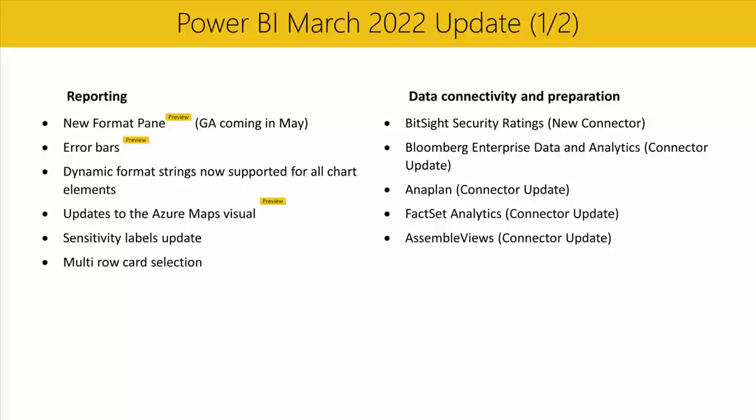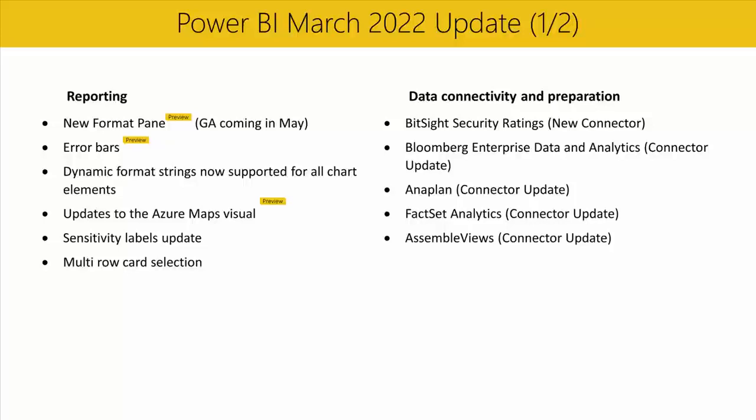Next, in the Data Connectivity and Preparation section, we have several new and updated connectors for you this month. First, we're excited to introduce the BitSight Security Ratings connector. BitSight is a security ratings provider surfacing rich data on the cybersecurity performance of companies. BitSight for Security Performance Management enables CISOs to measure, monitor, manage, and report on their cybersecurity program performance over time, and to facilitate a universal understanding of cyber risk across their organization.